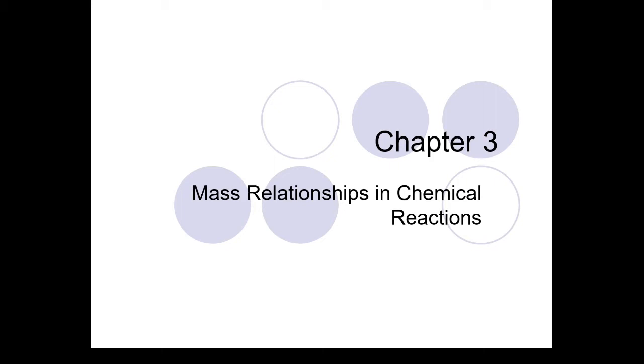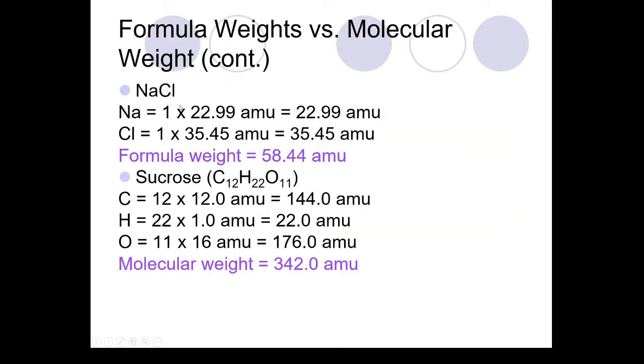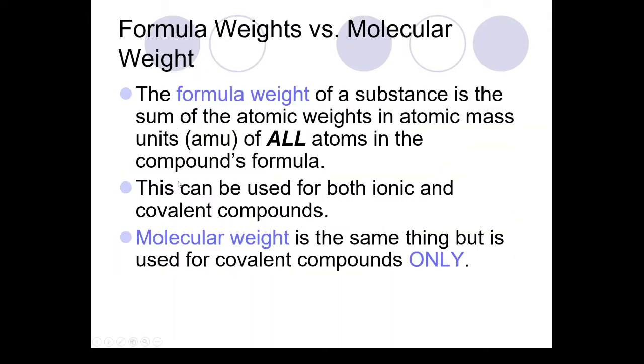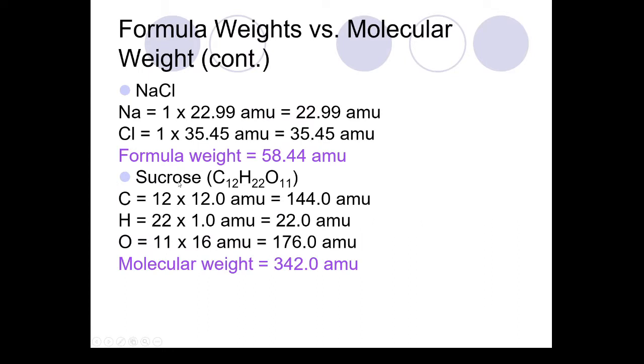Chapter 3 deals with mass relationships, chemical reactions, stoichiometry, and a term called the mole. I just want to point out a couple things here. To find the weight of a compound is going to be important. You need to use the periodic table and look up the masses of each individual element. So for sodium chloride, you look up sodium, it's 22.99.